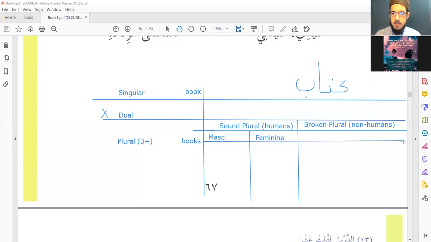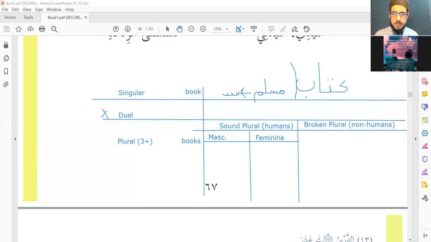So in order to demonstrate the differences between these, we're going to have to use more than just kitab as an example, right? Because kitab is a non-human, and so it's going to have a broken plural. It's not going to have a sound masculine or feminine plural. Okay, and we're going to go through the sound plurals first because the sound plurals are easier. So let's take an example of a human. Let's say Muslim. A Muslim is a type of human, or it's an adjective that applies to a human being. This is in the masculine form. The feminine form would simply be Muslima.